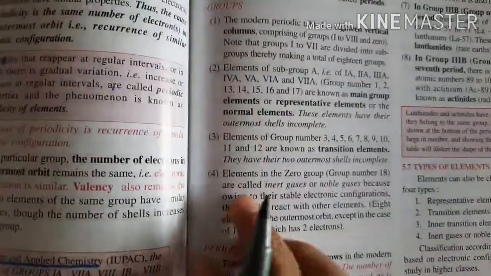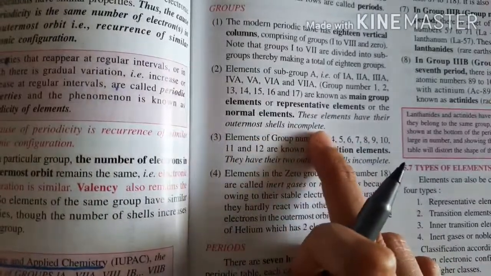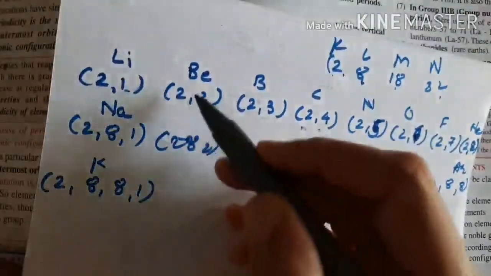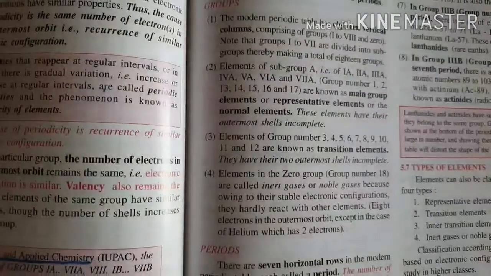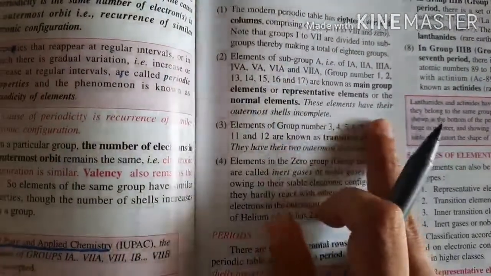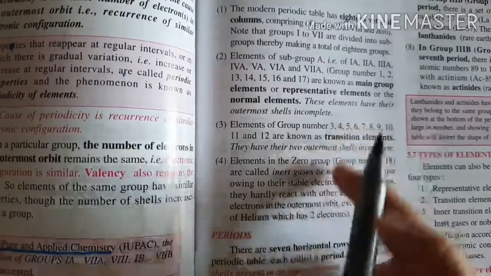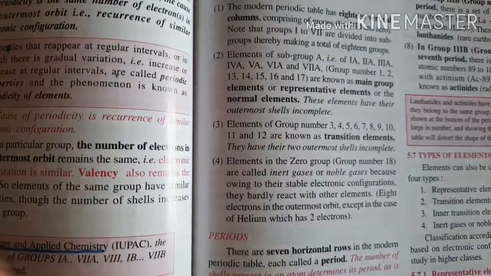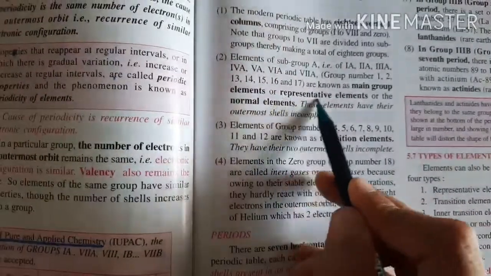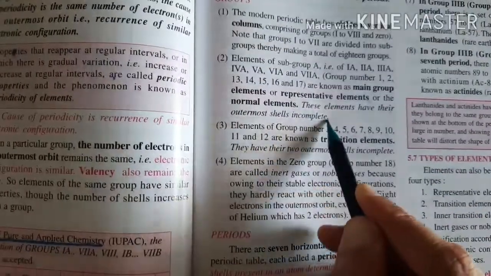So here it is given which elements have their outermost shell incomplete. The first group, second group, then group 13, group 14, and groups 16 to 18, all these elements do not have a complete electronic configuration. So they are incomplete. Remember this and you can underline it. These are the representative elements, and they have their outermost shell incomplete.